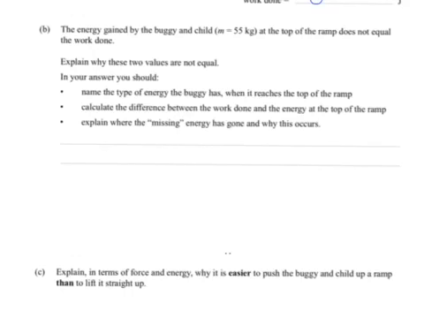of the ramp does not equal the work done. Explain why these two values are not equal. In your answer you should follow these bullet points. So let's go ahead and do that. Name the type of energy the buggy has when it reaches the top of the ramp. That is gravitational potential energy, EP grav.